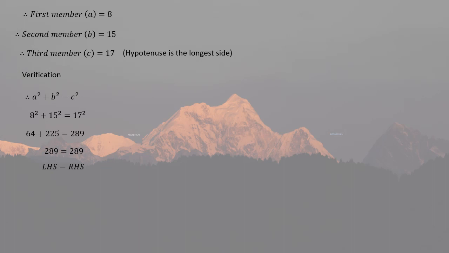There are so many Pythagorean triplets we can easily find out by doing the same method. That is, we can equate it with 2m, m square minus 1 or m square plus 1 to find out all the members of the given Pythagorean triplet. So this is how you find the Pythagorean triplet, and this is how you find out the square of any given number.